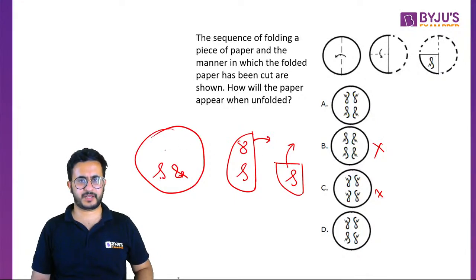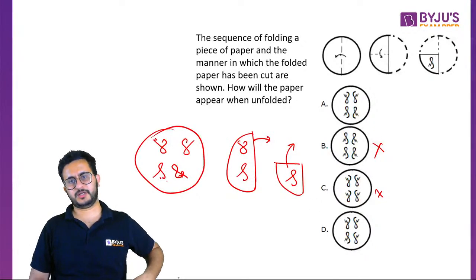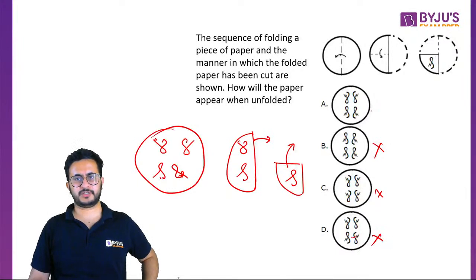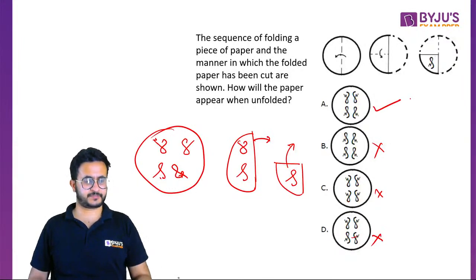Okay. And here we have this kind of shape. So we will have this kind of shape like this. So you can see in option A. See, the mistake in option D is that this is getting inverted. It should not get inverted. It should be a mirror image of this. So that is wrong. Option A is the right answer.